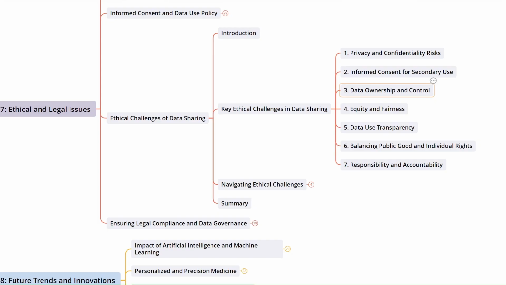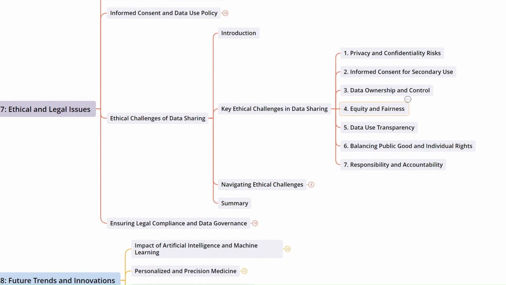Next, data ownership and control. Ethical dilemmas over who owns and controls health data, such as patients, providers, and institutions. Respecting patients' rights to access, amend, and restrict use of their information.